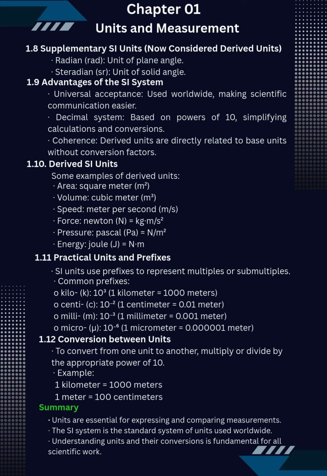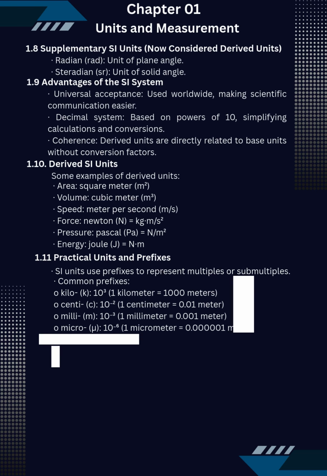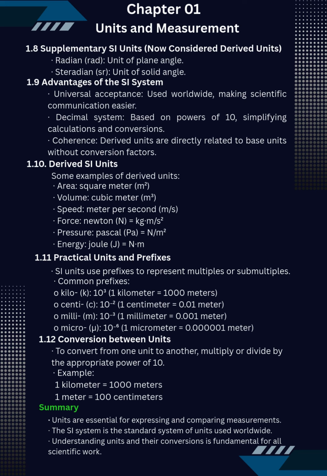Practical units and prefixes. SI units use prefixes to represent multiples or submultiples. Common prefixes: kilo, k, 10 to the power of 3, 1 kilometer equals 1000 meters; centi, c, 10 to the power of minus 2, 1 centimeter equals 0.01 meter; milli, m, 10 to the power of minus 3, 1 millimeter equals 0.001 meter; micro, mu, 10 to the power of minus 6, 1 micrometer equals 0.000001 meter.